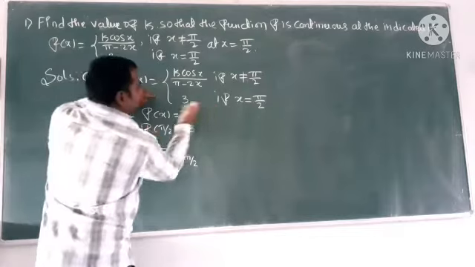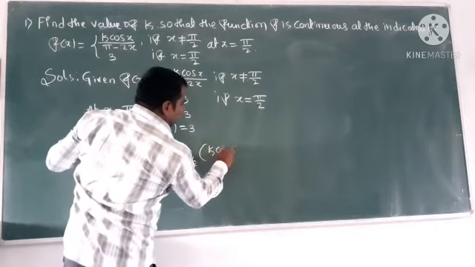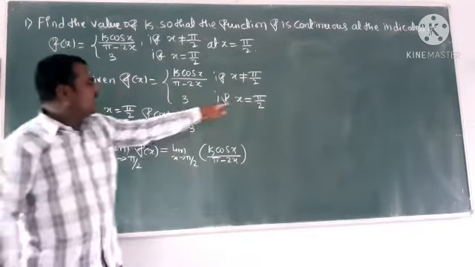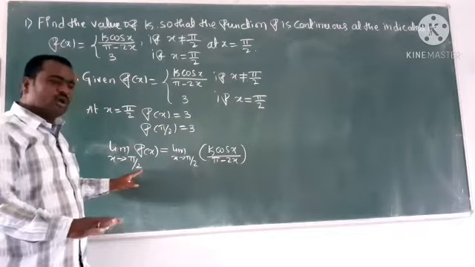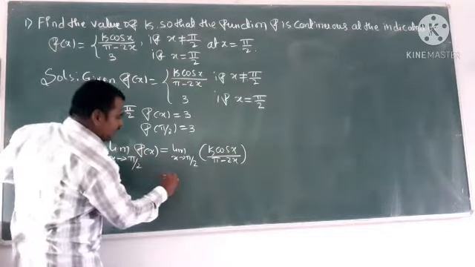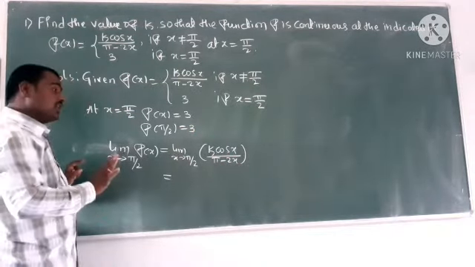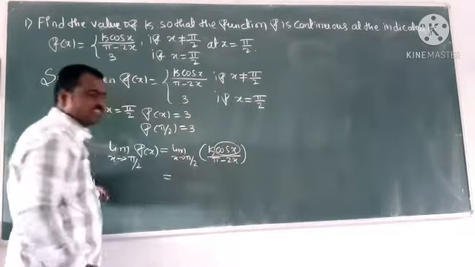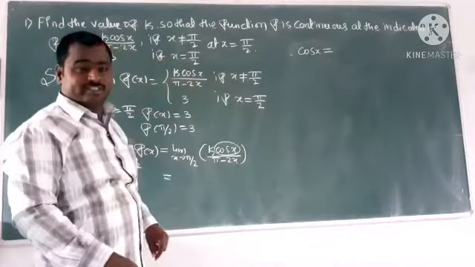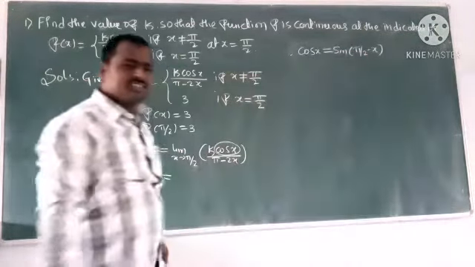So I can take the function, k cos x divided by pi minus 2x. I am not considering LHS or RHS separately; I can directly take this function. Clear? Now what is the common factor, 2? Another thing: cos x is there. You have heard the word allied function. So sine of pi by 2 minus x is cos x.